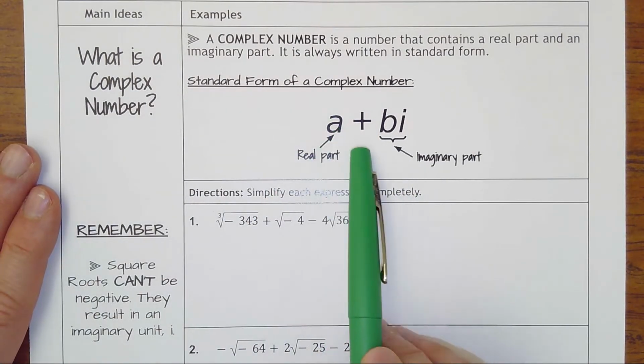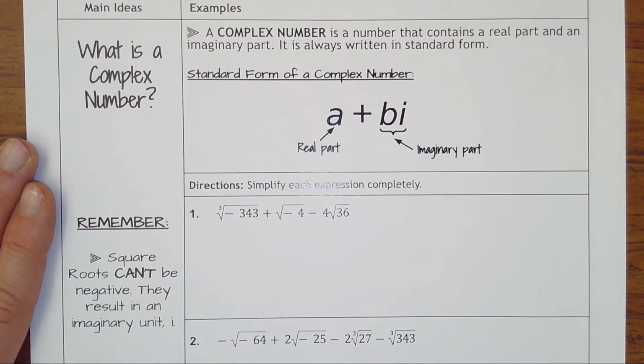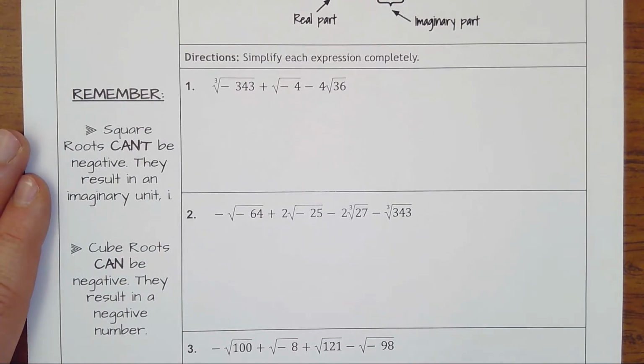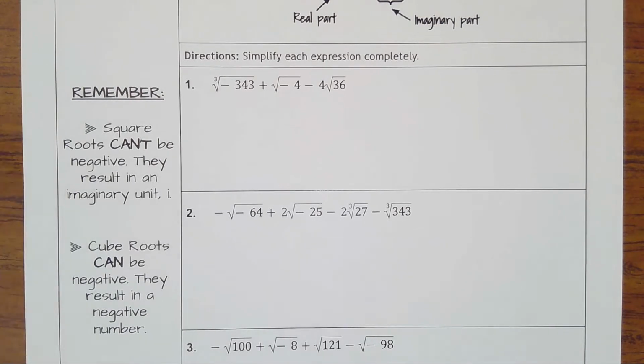Now we're having something that looks like a binomial because it has 2 terms. So I want you to remember that when we're simplifying these expressions, square roots can't be negative. They result in an i. Cube roots can be negative. They result in a negative number. So all we're doing is simplifying, then combining like terms.